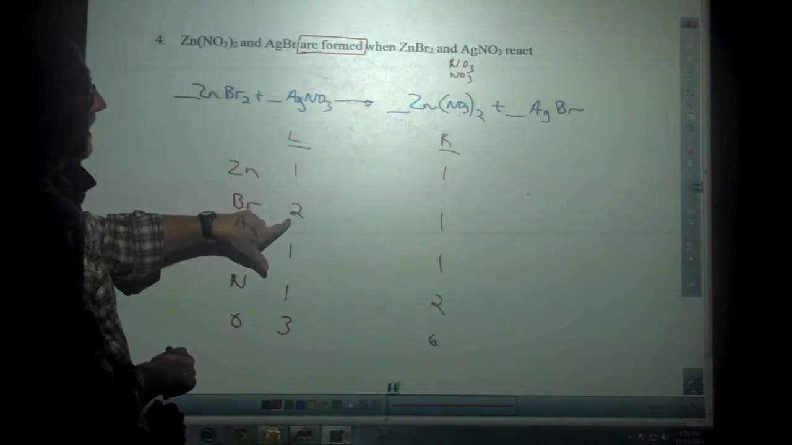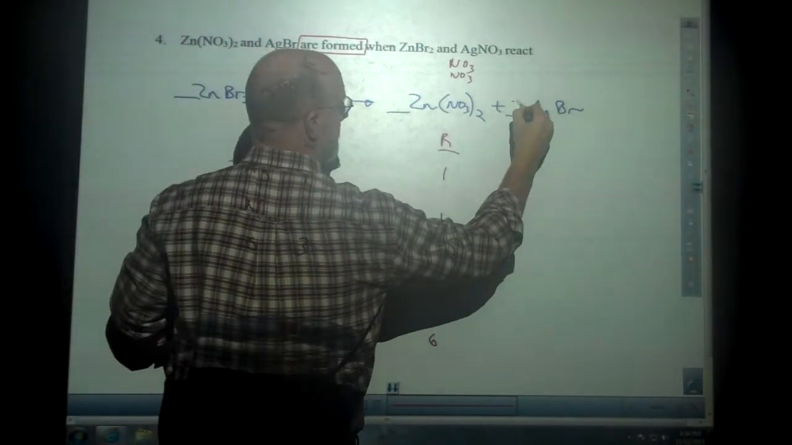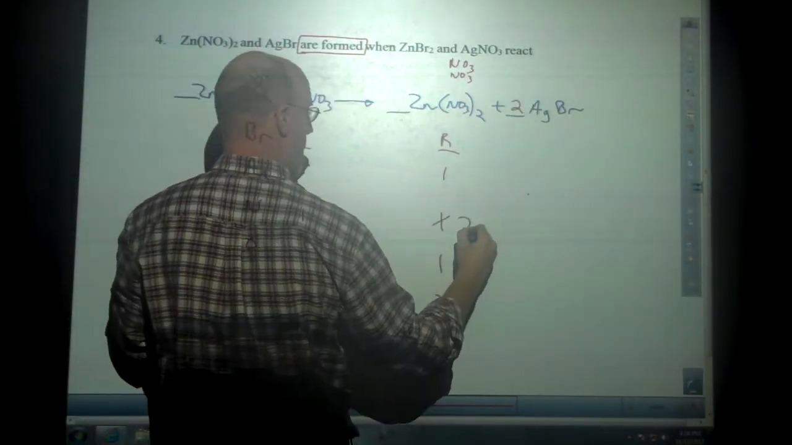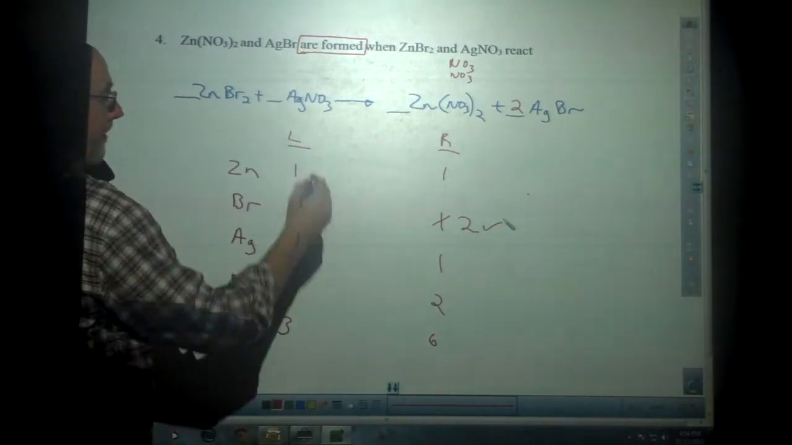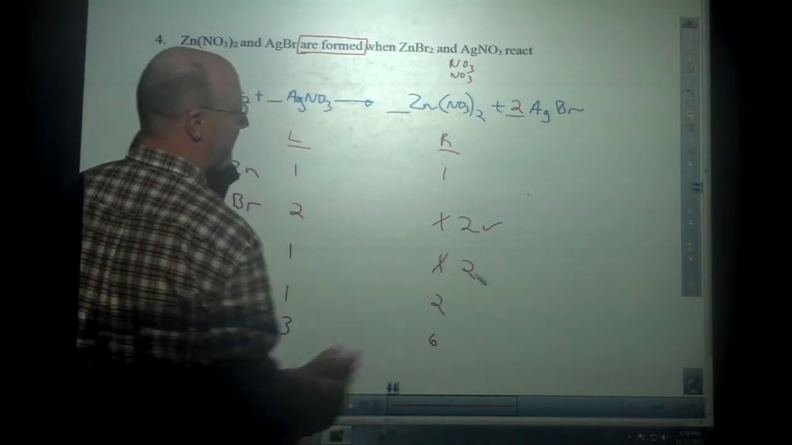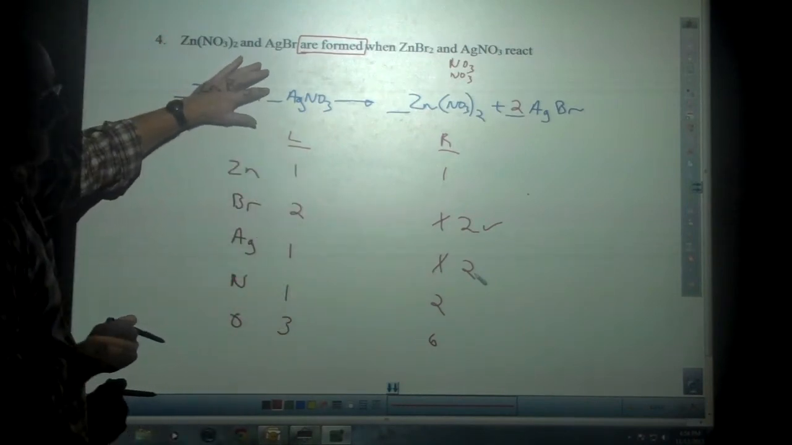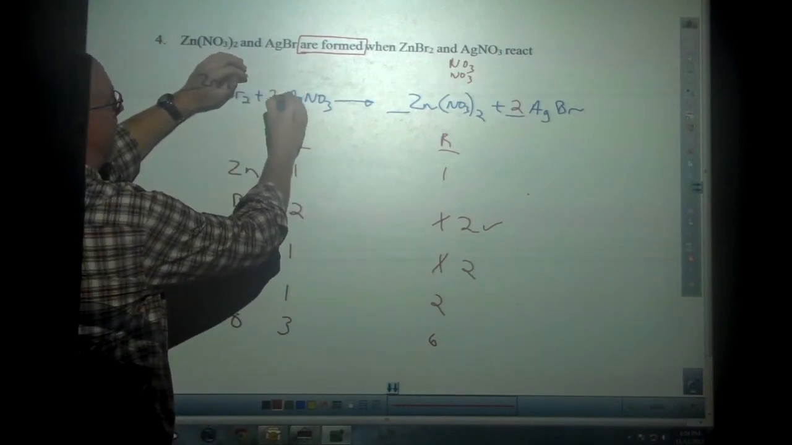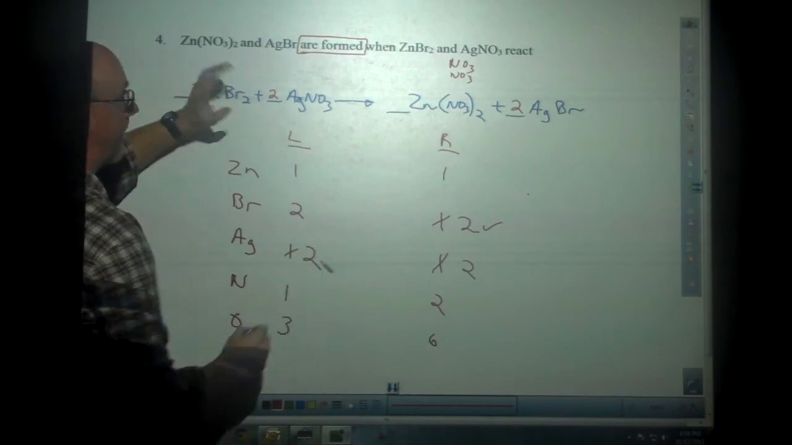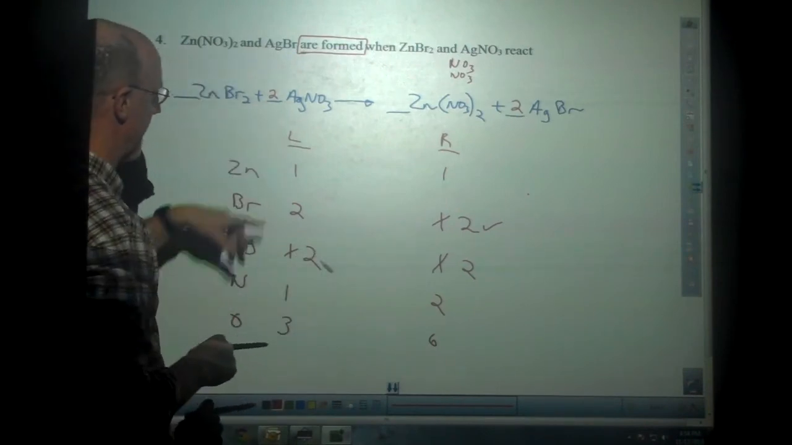Zinc's balanced. Go to the bromine. Put anything we want there. So let's put a 2. Check. Affects my silver though, so that goes to 2 there. 1 and 2. So I want to fix my silver over here. So I'll put a 2 there. That'll give me 2 silvers. And that affects a couple other things. So you got to make sure you do a recount.